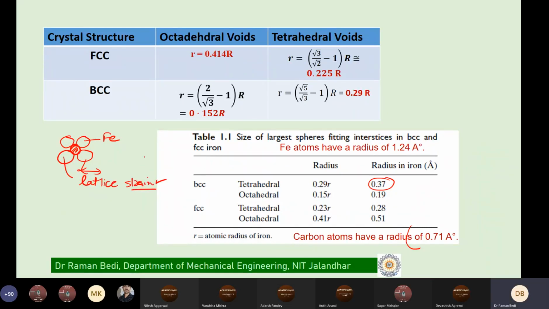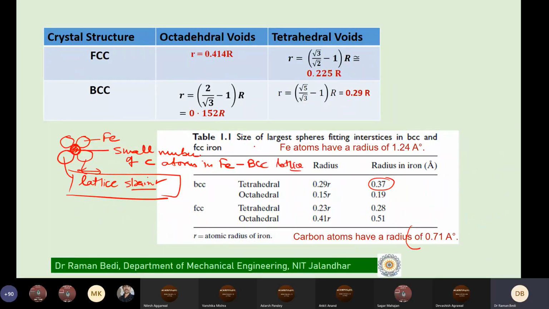It will create lattice strain, because the lattice is somewhat elastic, so it will create a lattice strain in the system, and it may happen that you may be able to accommodate a small quantity of carbon atoms in the iron BCC lattice.